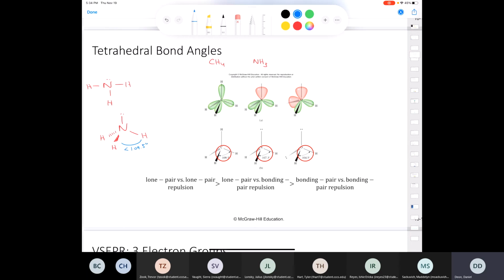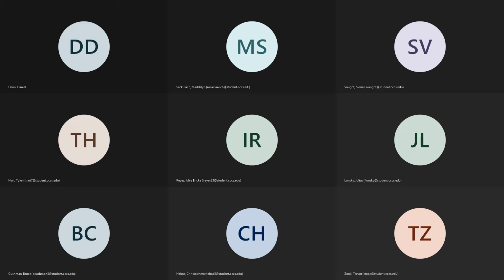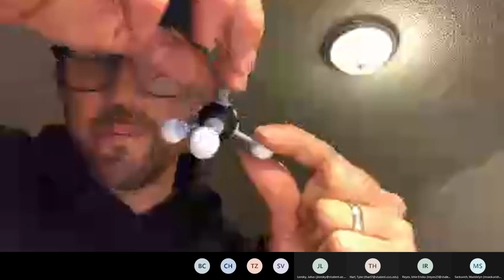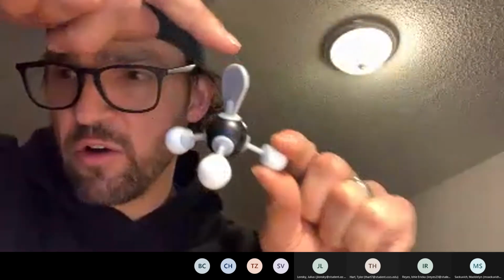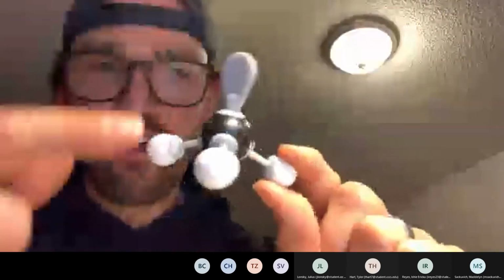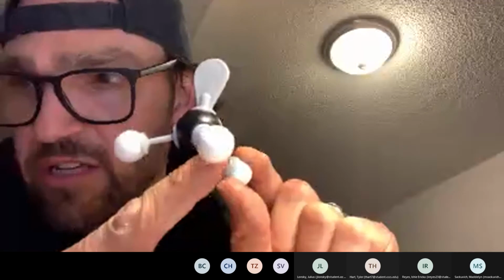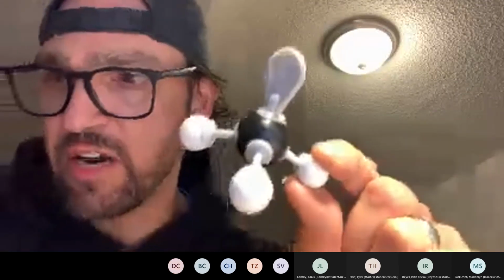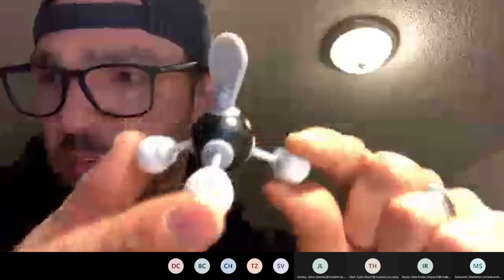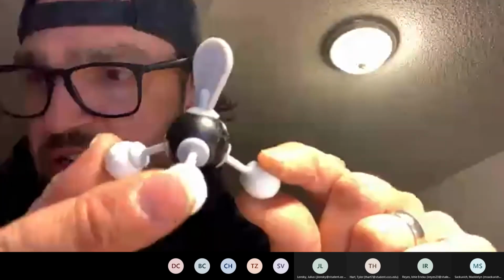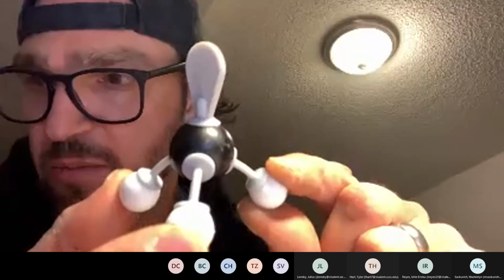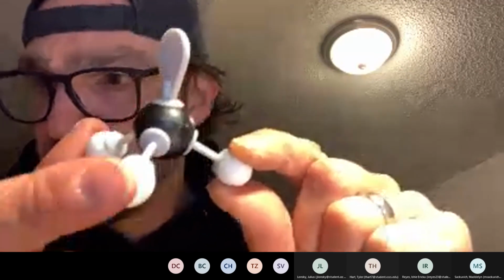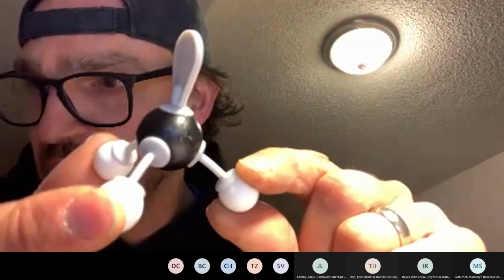Now, why would that be? I'll show you why. I go back to my trigonal pyramidal molecule. What happens is the two electrons in the lone pair aren't being shared, are they? These two electrons are shared, these two electrons in this bond are shared, and these two electrons in this bond are shared. So what that lone pair is going to do, it's going to push these bonds down by repulsion. It's going to push them a little closer together. And so instead of being 109.5, the bond angle is going to be a little smaller.